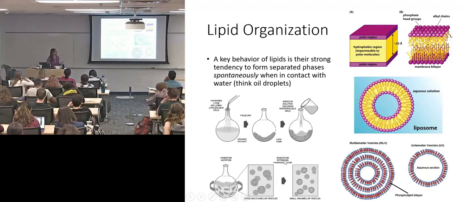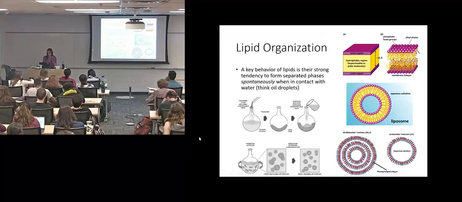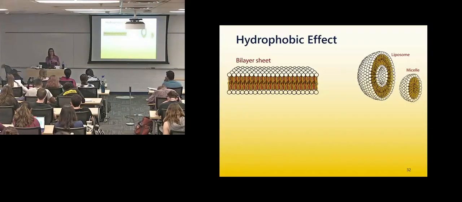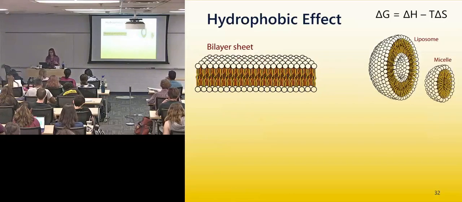You could control size by extruding them. And so that would be one method of designing these structures. We'll talk about the hydrophobic effect in way more detail when we finally get to using the Gibbs equation. But just a couple of questions for you.